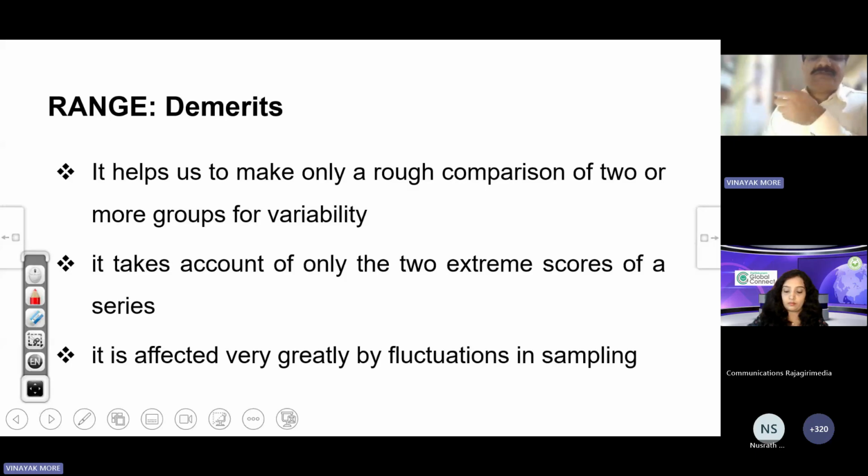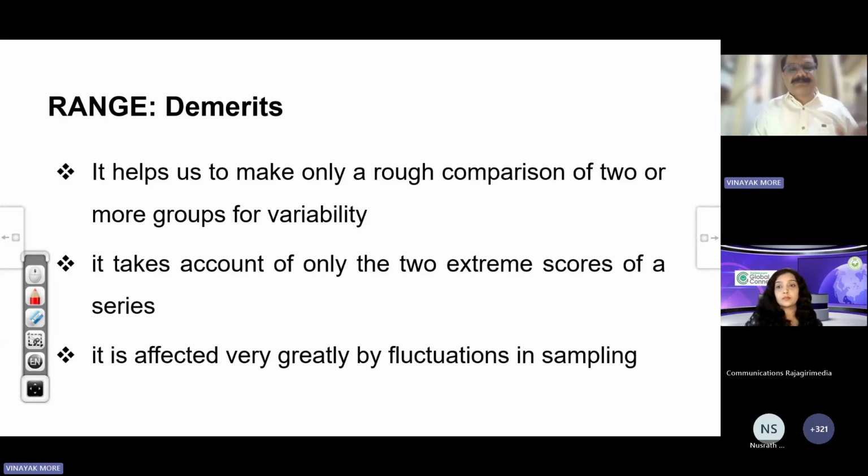There are some demerits. For example, it is just a rough comparison. You cannot interpret high statistics on this. It is just an interpretation. For example, if there are extreme values, then they will affect the range. Therefore, it has a demerit that it will not help us to do further calculations.